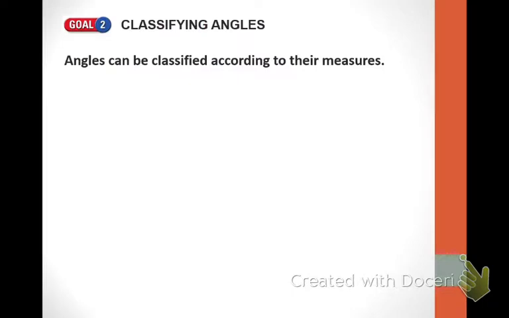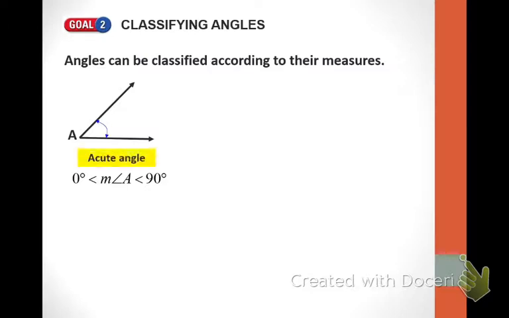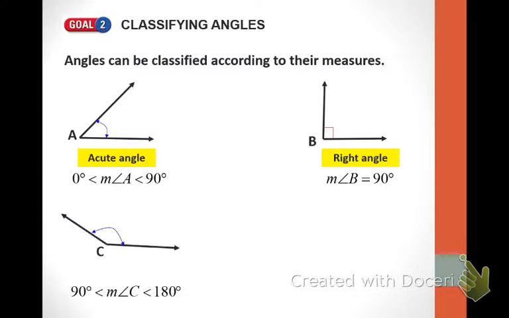All right, angles can be classified according to their measures. We're going to go through this really quickly. What's the name of an angle that's less than 90? Acute. That's fine. We'll just do rapid fire. 90 degrees. Right, just say it out loud. Bigger than 90. Obtuse. This is where I remember obese. Okay, it's a bigger angle.